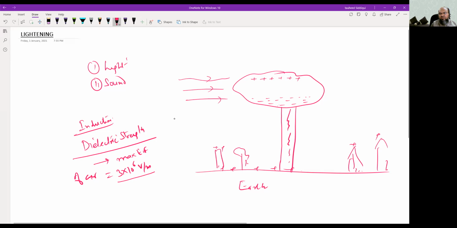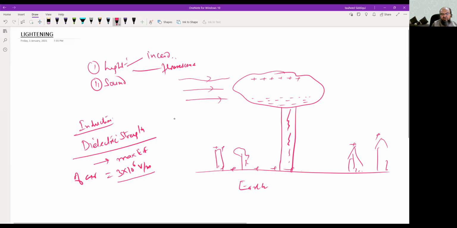So, how do we get the light? This is the important part of it. I am discussing two phenomena: incandescence, and the second one is fluorescence. So incandescence and fluorescence, these two phenomena are responsible for the production of light during this charge transfer process from the earth to the cloud or cloud to the earth.